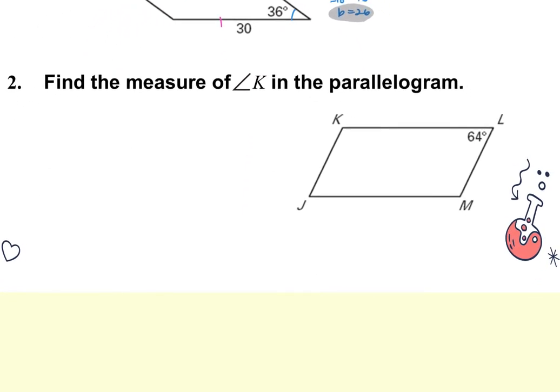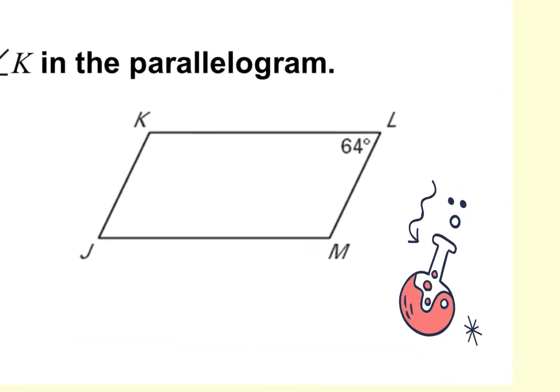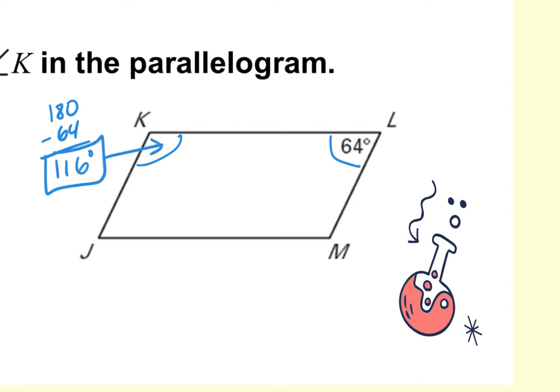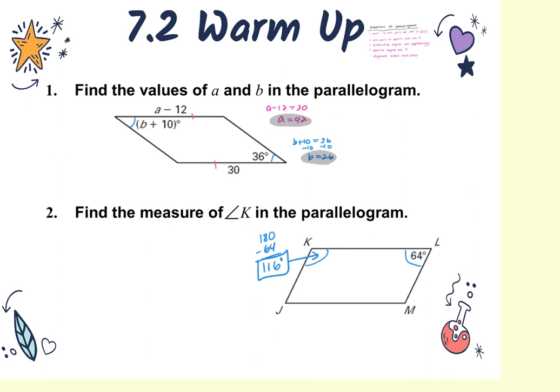Number 2, find the measure of angle K in the parallelogram. So the only angle we currently have the measure of is L. What's the relationship between angle K and angle L? Good. So 64 plus the angle that is K would equal 180, or 180 minus 64, 116 degrees. Good. That is K, which would also be M, and J would be what? 64. Good. So if you have one, you can find all 4 in a parallelogram.